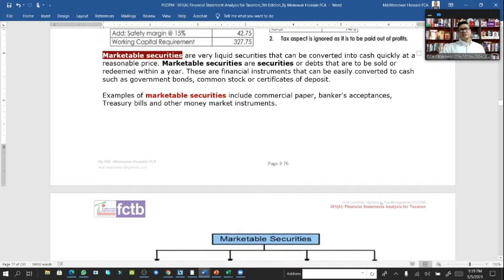Now, marketable securities is the very liquid security that can be converted into cash quickly at a reasonable price. And marketable securities are debts that are to be sold or redeemed within a year. These are financial instruments that can be easily converted into cash, such as government bond, common stock, certificate of deposit, etc. Examples of marketable securities include commercial paper, bank accepted treasury bill, government as well as in our Bangladesh Bank treasury bill, other money market instrument, etc.